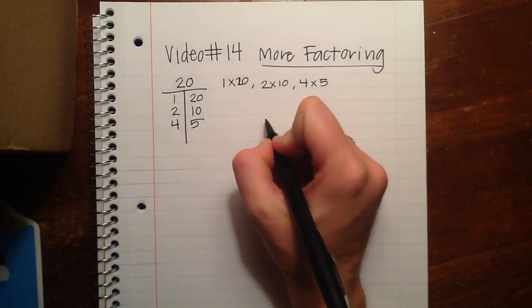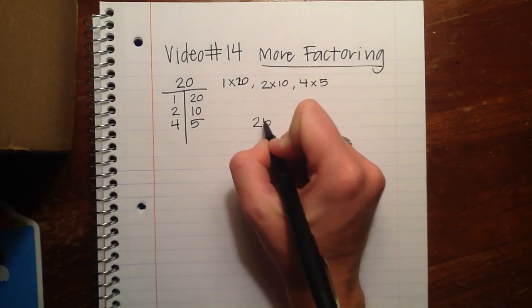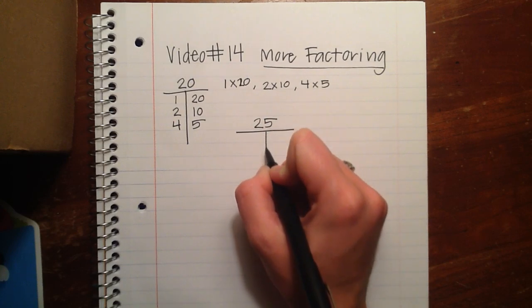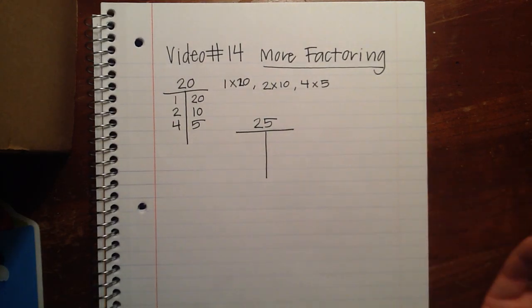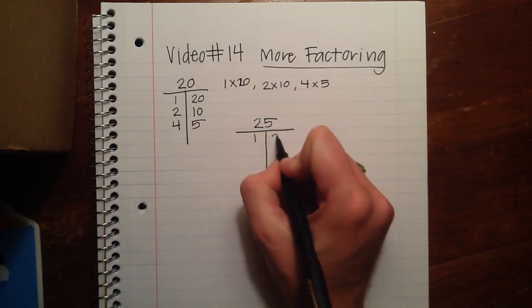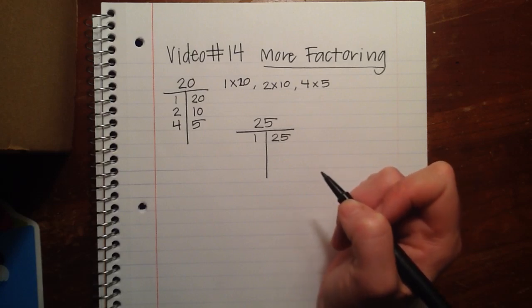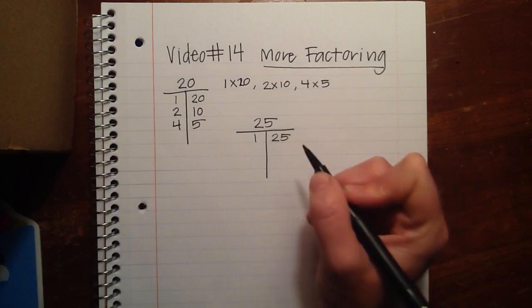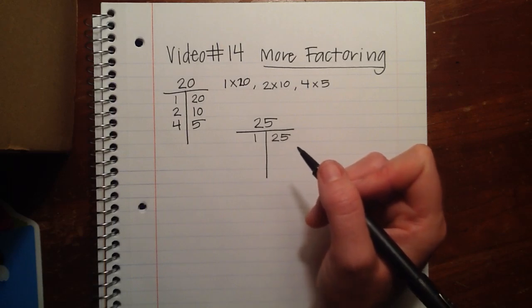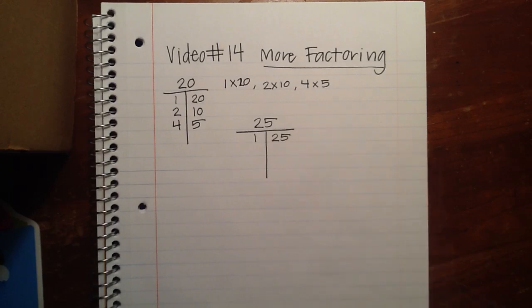Let's do, say, 25. Automatically, I know 1 times 25. Does 2 times anything? No. 2 does not go into 25 because it's an odd number. Remember, an odd number is anything that's 1, 3, 5, 7, 9, and then it repeats 11, 13, 15, 17, 19, 21. It keeps on going.